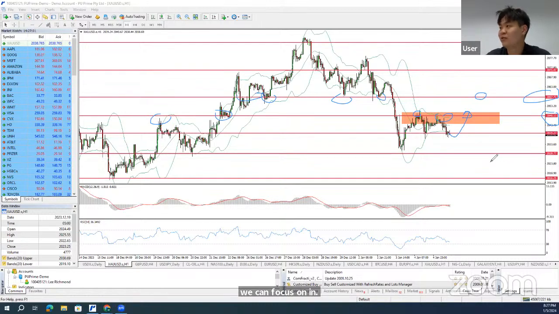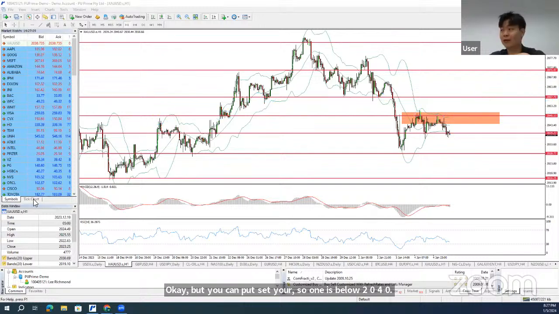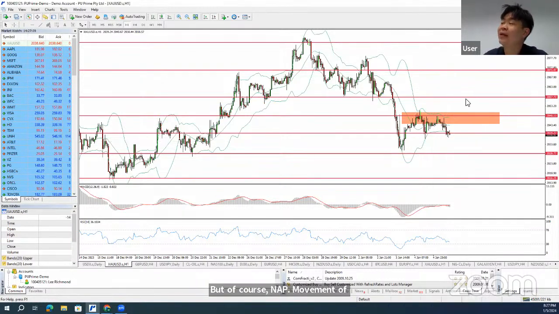So one is a break below 2040, you can stop loss already. But of course, NFP movements are very high. Sometimes it will reach your stop loss, then suddenly go up. So it is advisable for you guys to consider trading during NFP a high risk event. So you need to be aware of your risk appetite. If you really cannot control your emotion and risk during this kind of trade, it's better not to trade during NFP, or you wait until after the NFP data release, or then you slowly focus on next week.